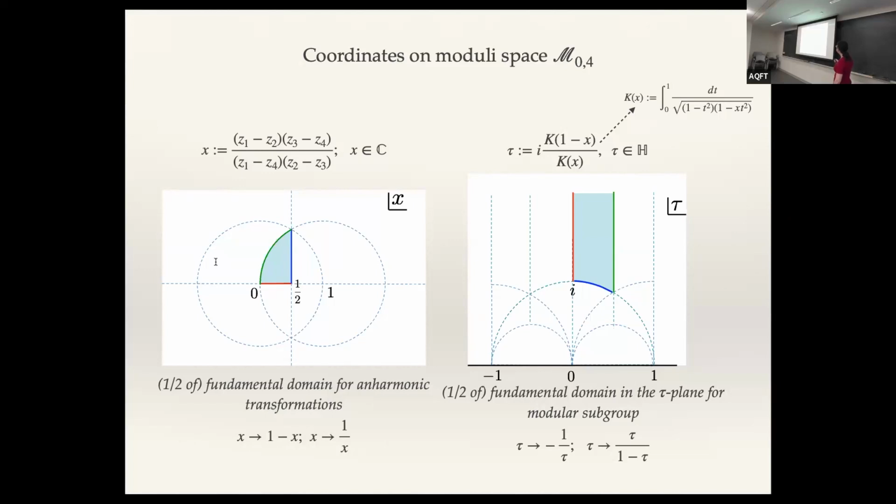So I'd like to introduce another coordinate, which is this function of the cross ratio, call it tau. It's I times this ratio of elliptic integrals of the cross ratio. If you do this transformation, you can show that tau now lives in the upper half plane. This shaded region on the left-hand side gets mapped to this shaded region on the right-hand side, where the red boundary gets mapped to this line, the green one to this one, and the blue line to this one. And this is similarly half of a fundamental domain in the tau plane for a different modular subgroup.